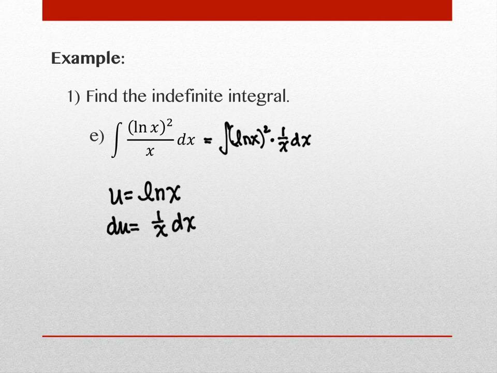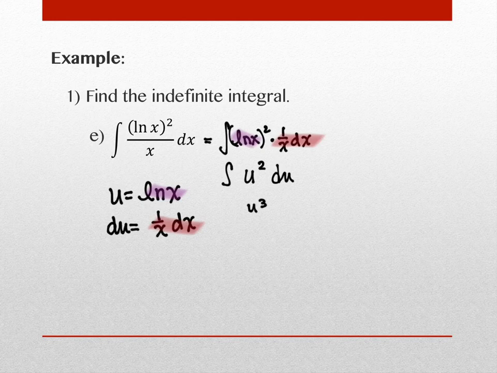Okay, we can now eliminate these pieces. In particular, the natural log of x is u. Don't forget the squared, it's still there. So that gets replaced. The 1 over x dx will get replaced by du. Okay. And now we can actually take an antiderivative that's quite familiar to you. What's the antiderivative of u squared?